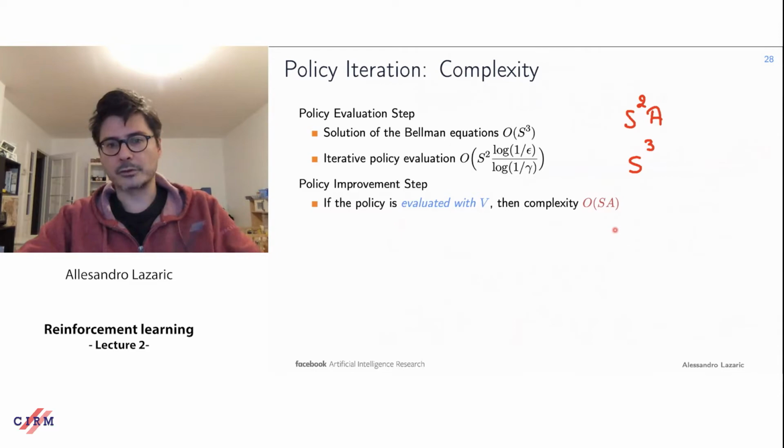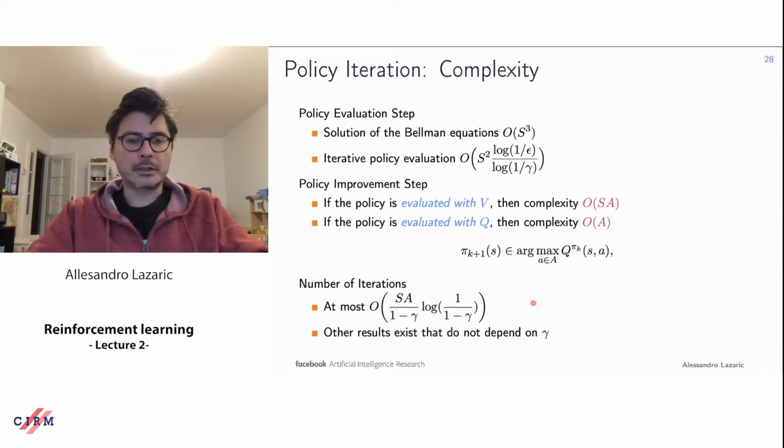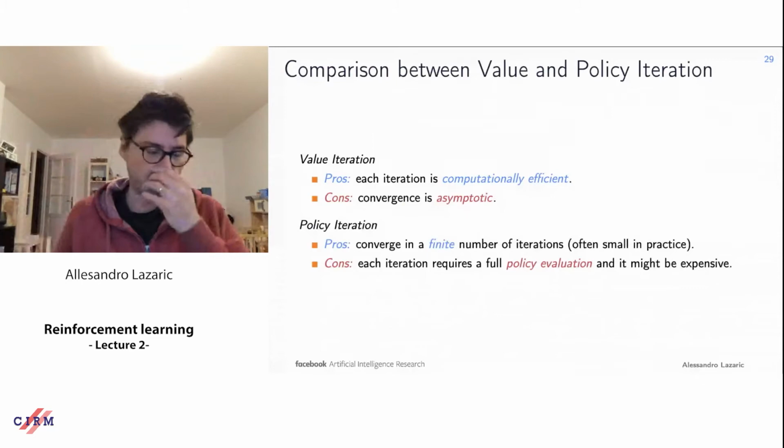Additionally, if I was to use action value functions instead of value functions, then the greedy step can be done even more efficiently, because in each state I only have to compute this maximum here. So it's a little bit cheaper. Overall, this algorithm possibly converges much faster than value iteration, but each iteration is computationally more expensive. That's usually the way to think about the comparison of these.